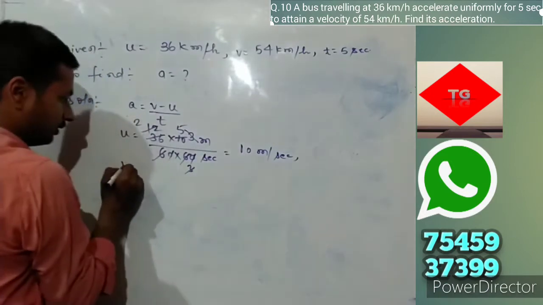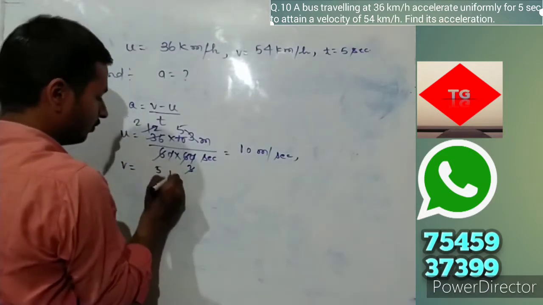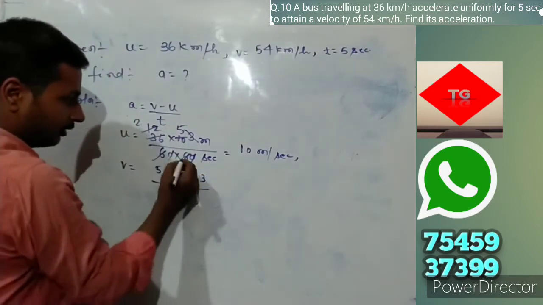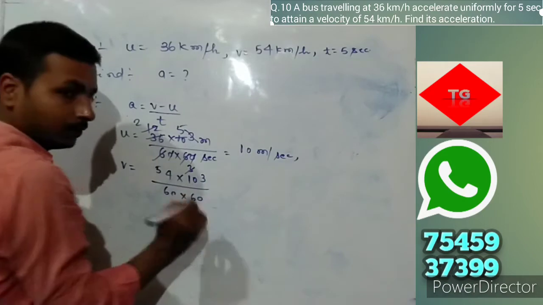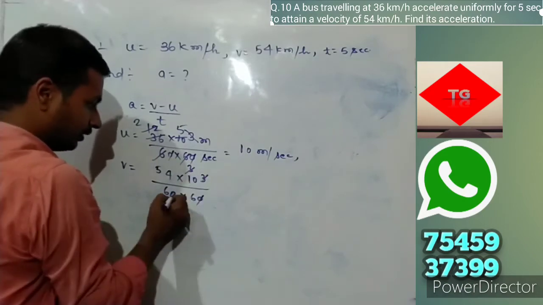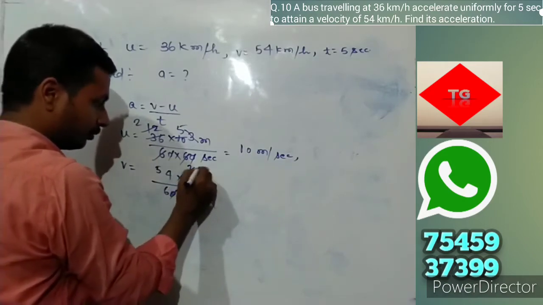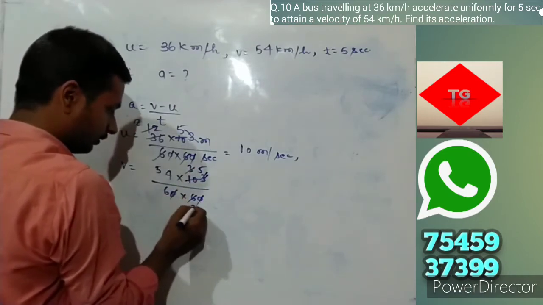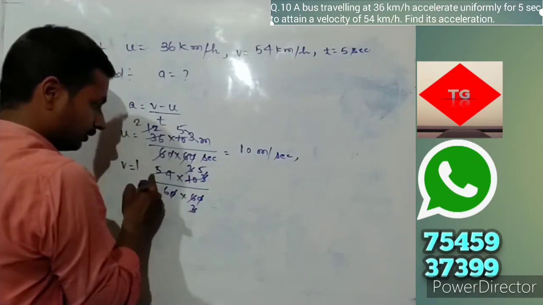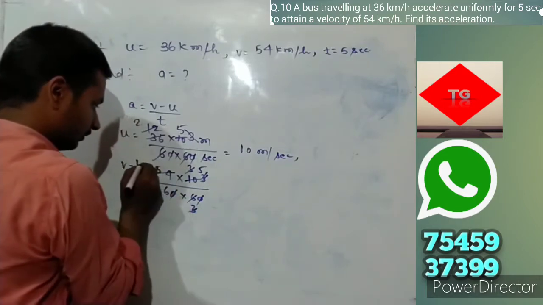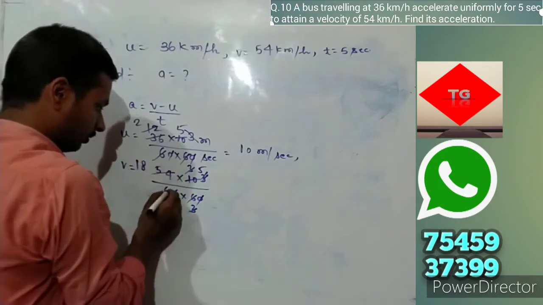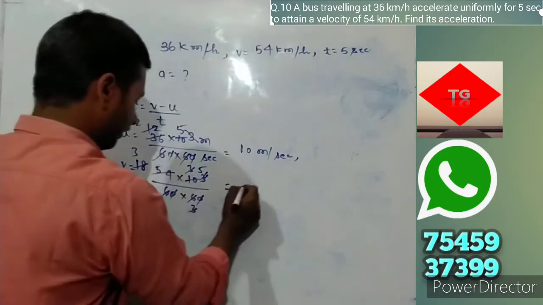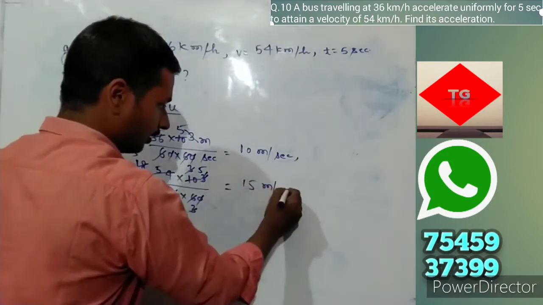And the final velocity will be 54 into 10 to the power 3, and 60 into 60. After cancelling it, 2 5s are 10, 2 3s are 6, 3 1s are 3, 3 8s are 24, and 3 6s are 18. So it is 15 meter per second.